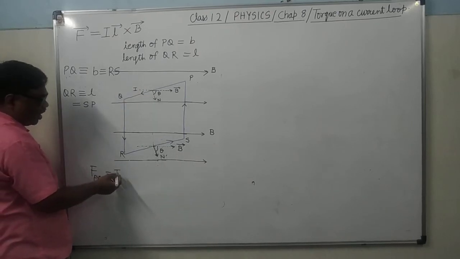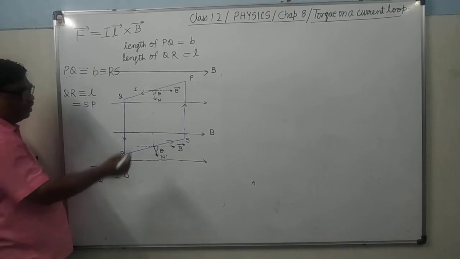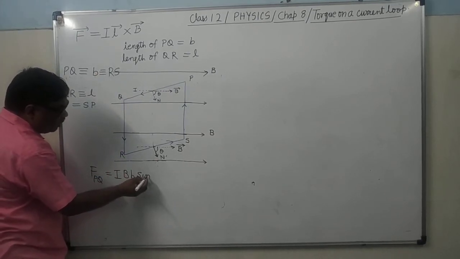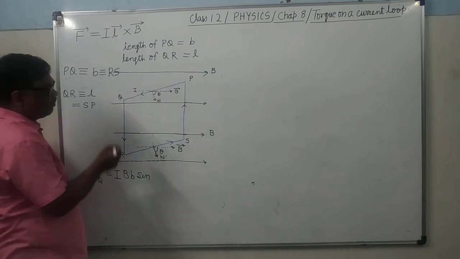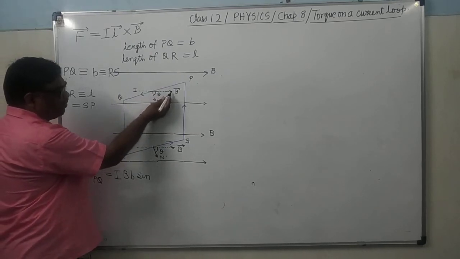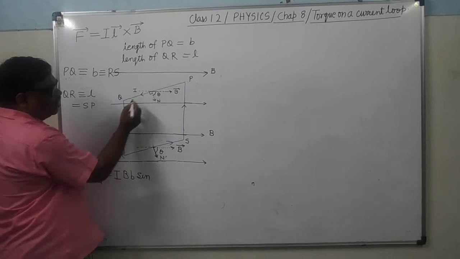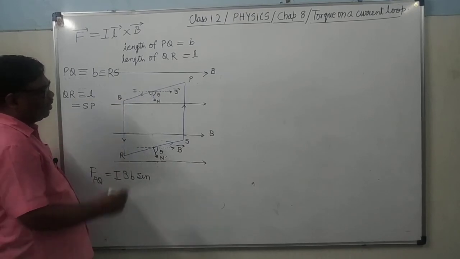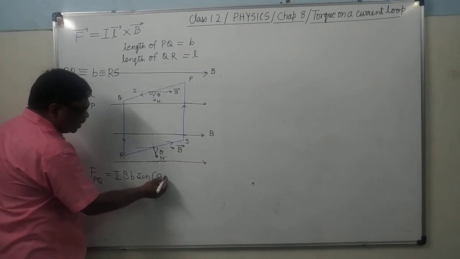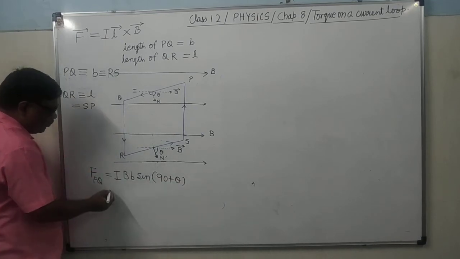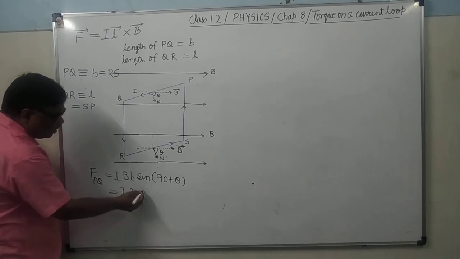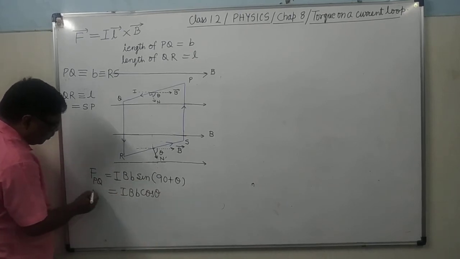So what will be the force here? Simply I am determining I. It is placed in what magnetic field? B. What is its length? It is equals to small b into sine of the angle between current and magnetic field. Current is in this direction, magnetic field is in that direction. This angle is 90. So what will be the total angle between I and B? It will be 90 plus theta. So it will be I B into small b sine of 90 plus theta, which will be cos theta. It will be the force acting on segment PQ.